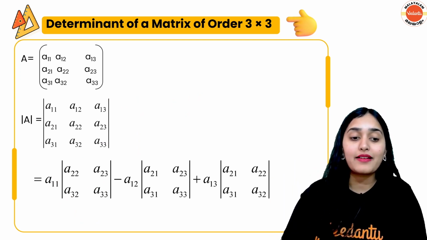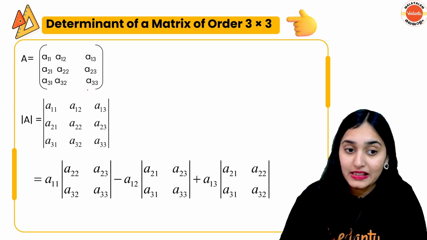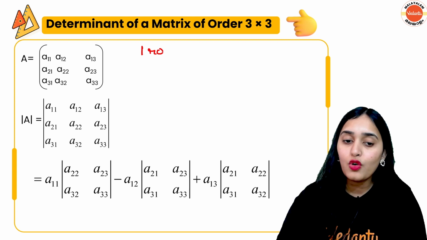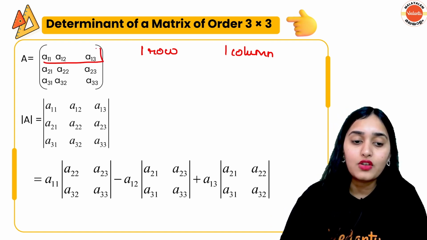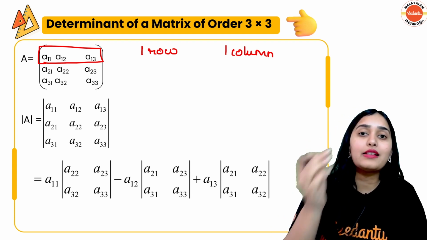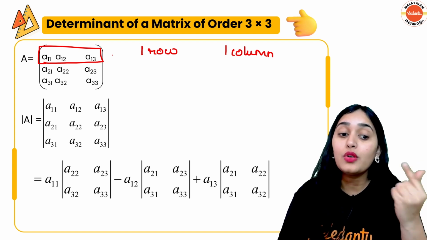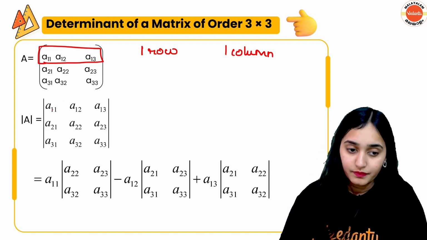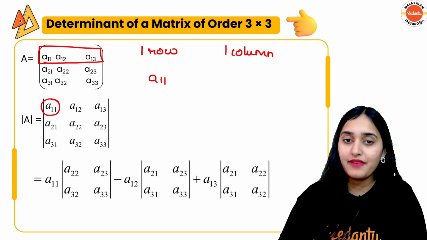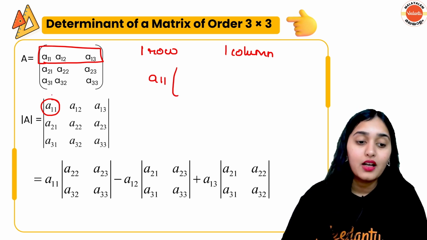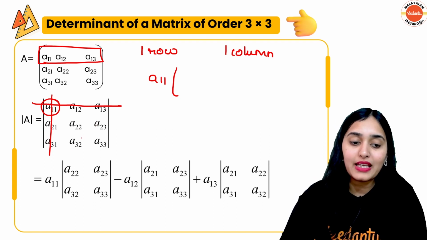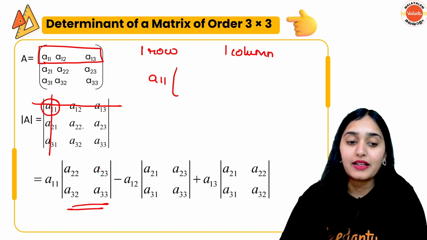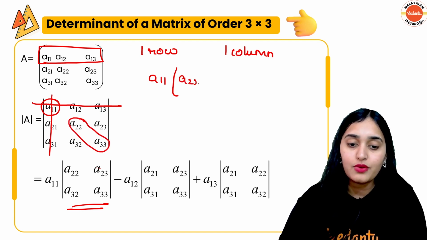Now if it is a 3 × 3 matrix, what would you do? First of all, we will simply select any one row or any one column for expanding. Generally we select the first row, but if you are seeing 0 in any other row or column, then you can select that and expand along it. And how do you expand? Suppose you are choosing row number 1. So row number 1, element 1 is a11. You multiply a11 with what remains after crossing its row and column. So a11 row and column will be removed. What is remaining? This is remaining. Now you find determinant of this part: a22 into a33 minus a23 into a32.